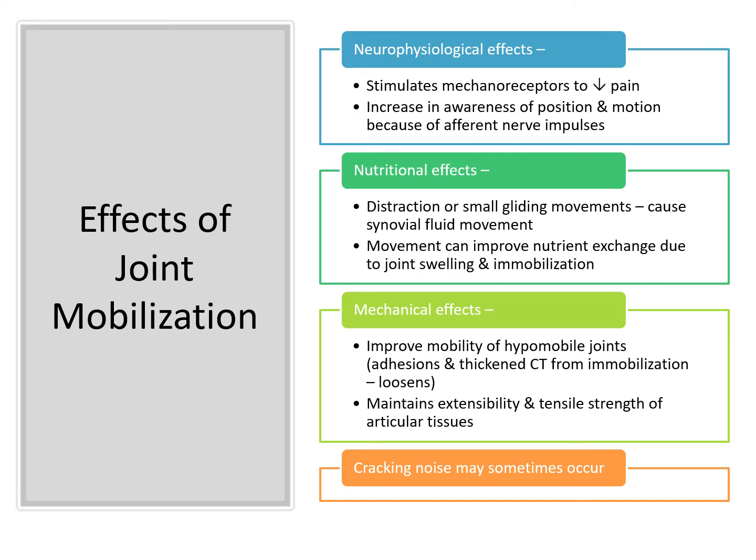adhesions formation. It causes thickening of the connective tissue. So this reduces the range of motion. So this causes the stiffness in the joint. So mobilization helps in breaking these adhesions, help in loosening the tightened structures, and thus improving the range of motion. It also helps in maintaining the extensibility, which means the flexibility of the structures, and the tensile strength of the articular tissues.